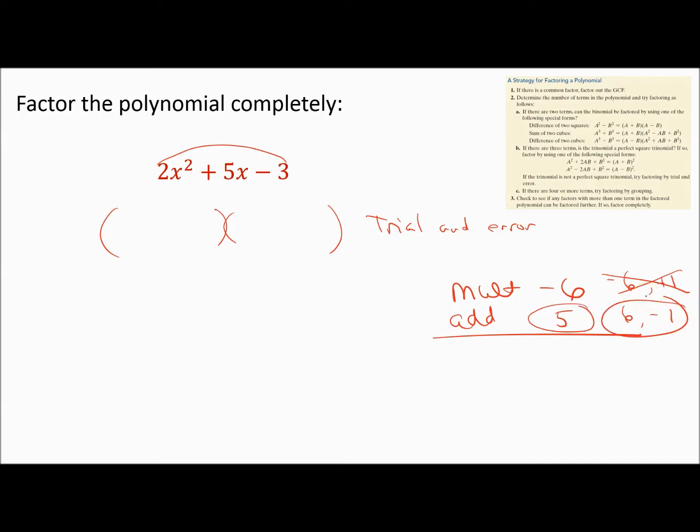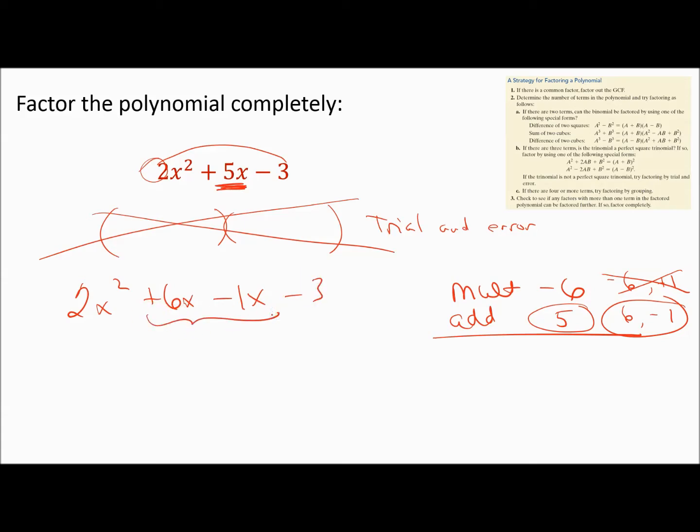Now, here's the extra steps here. Because of this extra 2 up front, I can't just write x plus 6 times x minus 1. That's not going to work. That's the trial and error method. We're not doing that. Okay? What I do is I rewrite the middle term 5x. So 2x squared stays the same. I replace 5x with plus 6x minus 1x minus 3.